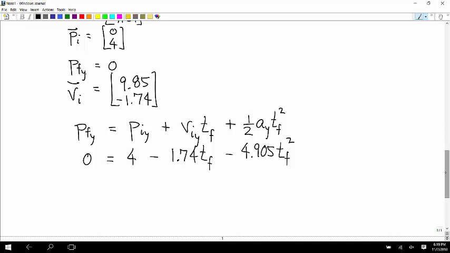And the answer is, you pretty much have to use the quadratic formula to solve that. TF is equal to 0.743 seconds. And it's pretty easy to choose which one in this case because one's positive and one's negative.